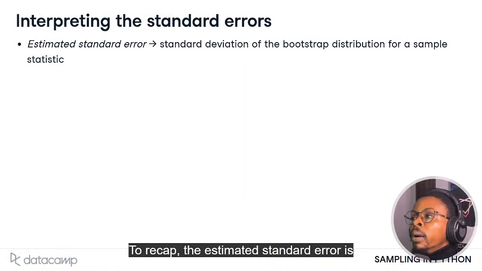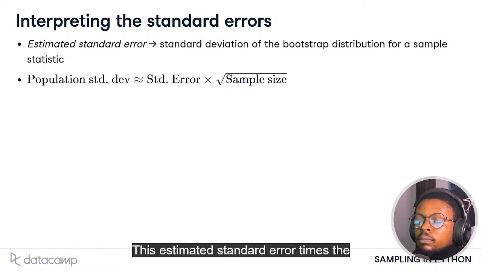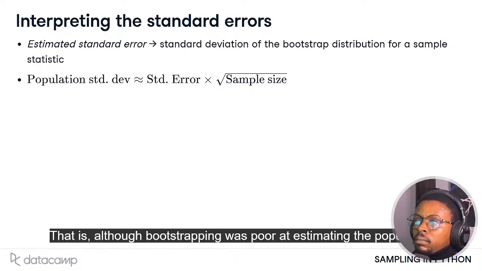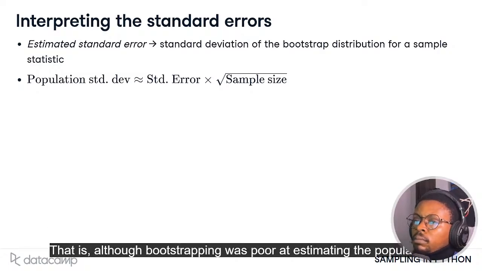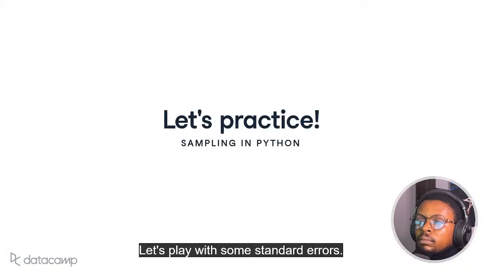To recap, the estimated standard error is the standard deviation of the bootstrap distribution values for our statistic of interest. This estimated standard error times the square root of the sample size gives a really good estimate of the standard deviation of the population. That is, although bootstrapping was poor at estimating the population mean, it is generally great for estimating the population standard deviation. Let's play with some standard errors.